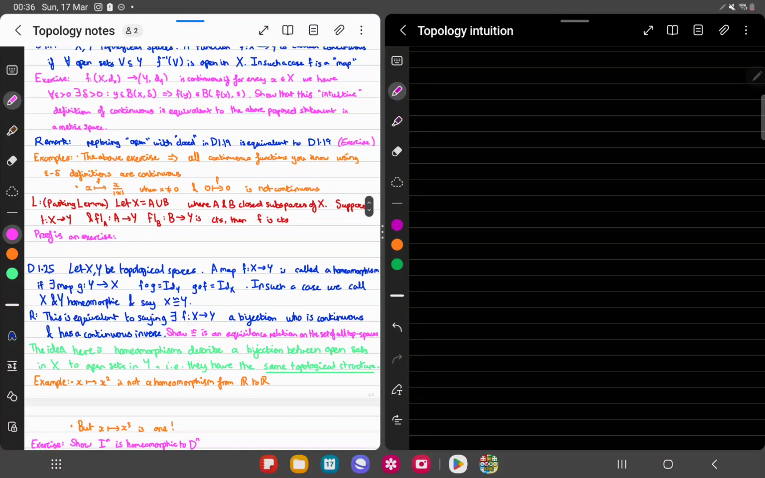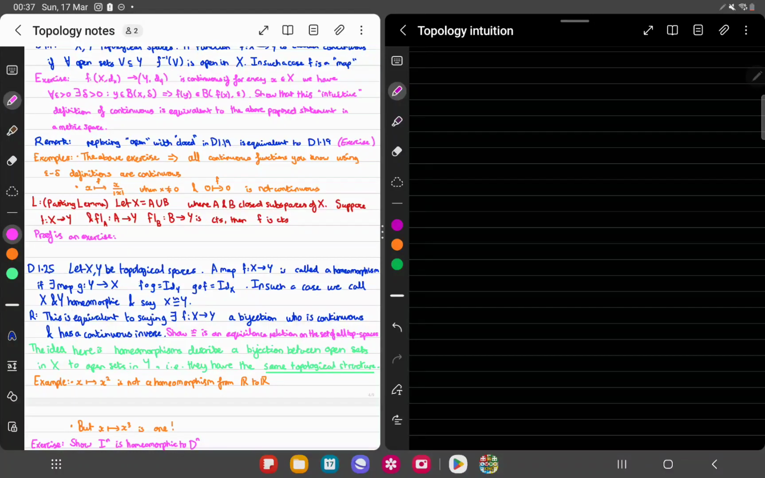Okay, definition 1.25. Let X and Y be topological spaces. A map f from X to Y is a homeomorphism if there's a map g from Y to X such that g composed with f is the identity on X and f composed with g is the identity on Y. You might actually recognize this as just saying g is an inverse function for f on the right and on the left, which is just saying that g is an inverse function of f. And here we argue that, well, in the definition we assume that g is continuous.